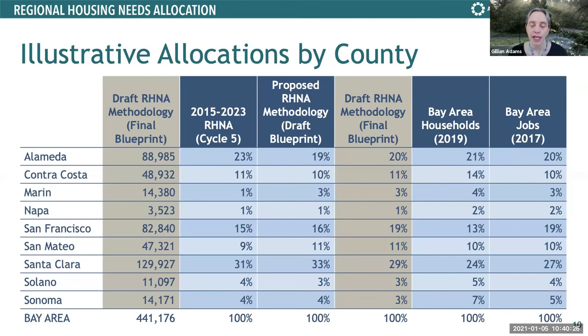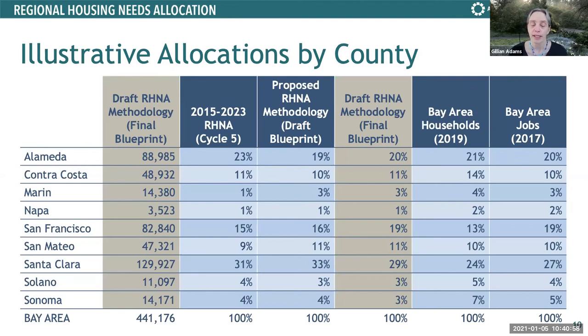This table shows how the RHNA units are distributed by county. The number in the first column represents the sum of the RHNA allocations for all of the jurisdictions in each county. In the next 3 columns, you can compare how the share of RHNA units for each county has changed from the last RHNA cycle, cycle 5, to the proposed methodology, to the draft methodology, shown in gray. You can also see how these compare to each county's share of existing households and existing jobs.